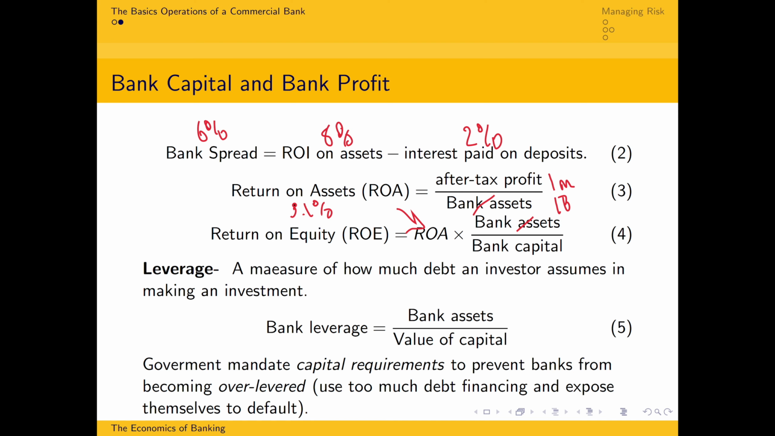So ROE is actually usually a little bit more important when we're looking at the profitability of a bank. Other than that, it's calculated the exact same way. Now, you've probably heard leverage referred to quite a bit. And leverage is just a measure of how much debt an investor assumes when making an investment.